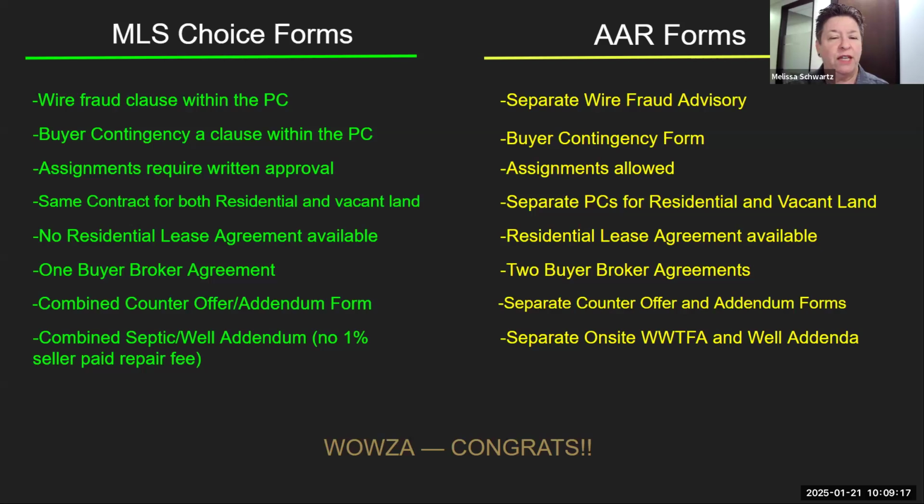Same contract for both residential and vacant land. Currently, MLS Choice does not have any residential lease agreements. I won't say ER, but the exclusive right document under MLS Choice does allow for rental listings, but there is no lease. So if you are working with a tenant and you're with MLS Choice, I don't know what document you're using. That'll be an interesting one. Combined counteroffer and addendum form. Combined septic and well addendum, and there is no 1% seller paid repair fee. So if you are doing a septic system, I recommend that you consider that. If you're the listing agent, just know that there's no requirement unless the buyer adds that in there.